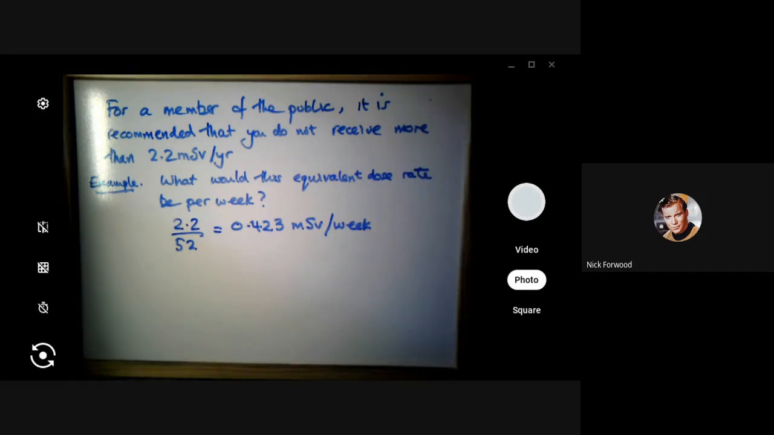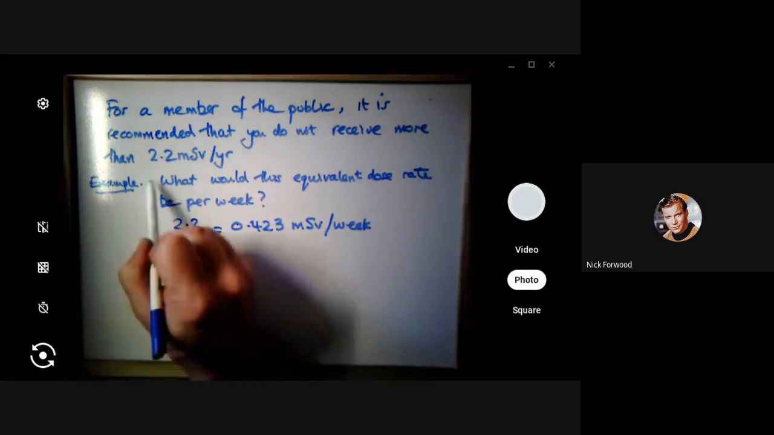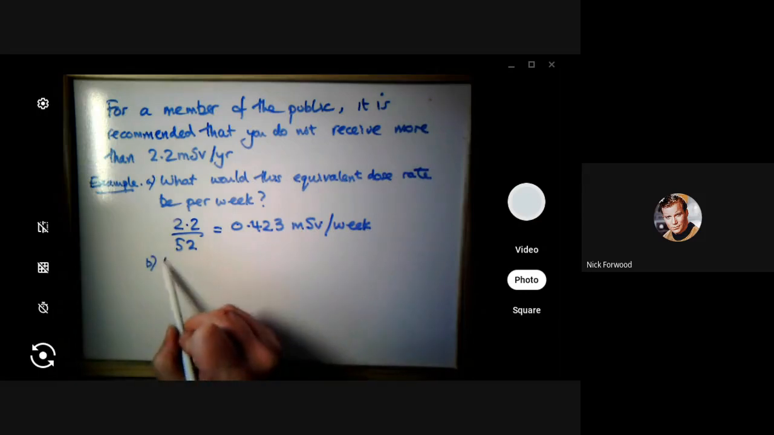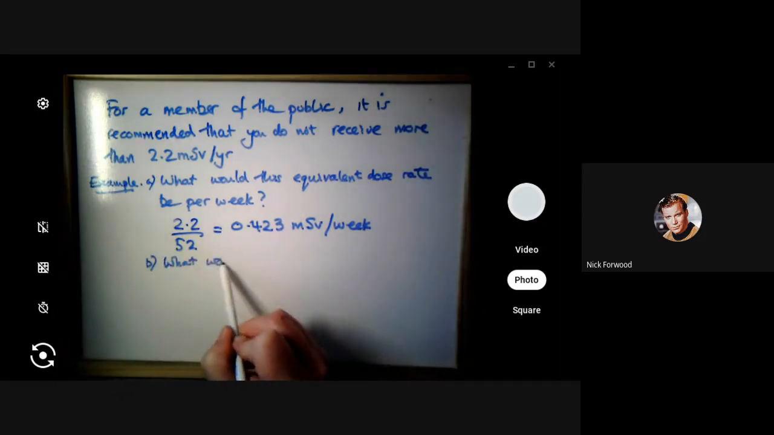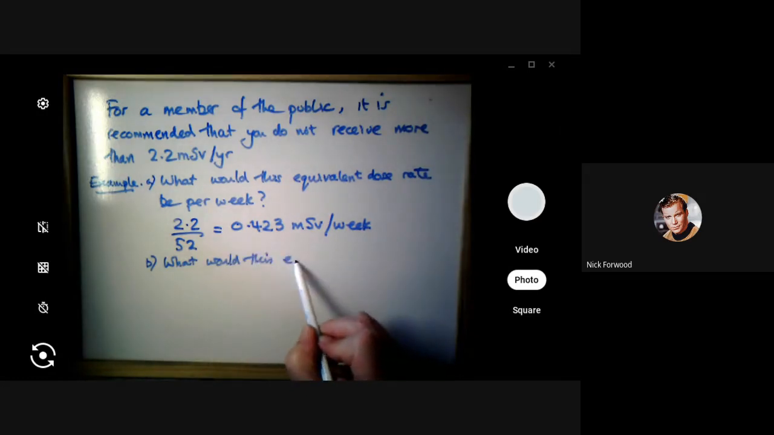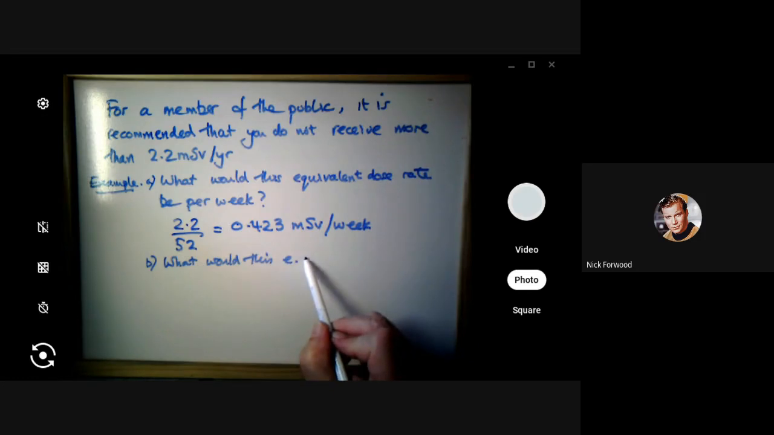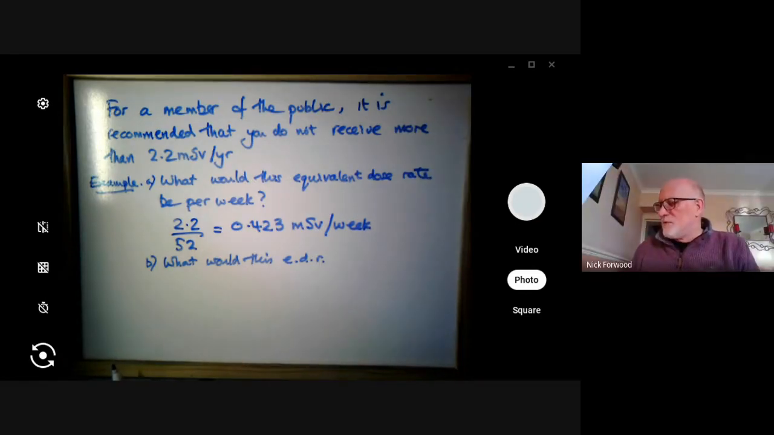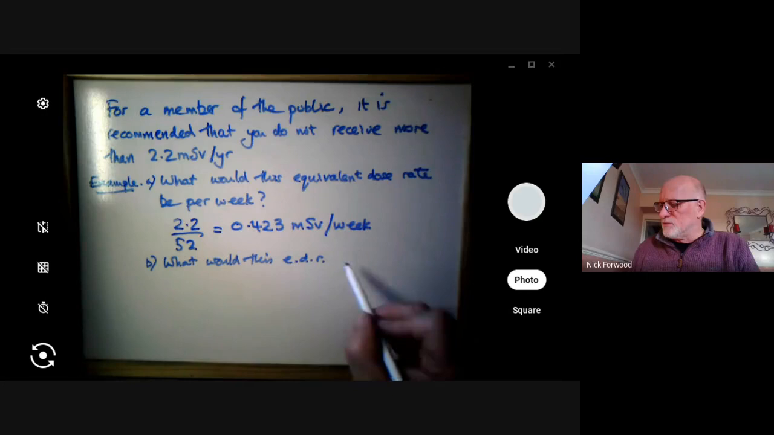Now, something else that you might be asked, because that's quite simple, is just to find out what it is per week divided by 52. So this was example A. This is part B. I'm going to write equivalent dose rate like that, just to save writing it out again. You shouldn't abbreviate that if you're writing in an exam, but we're going to be writing it again and again this lesson. So what would this equivalent dose rate be?